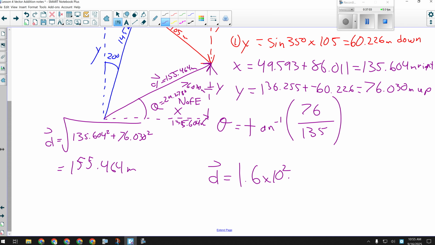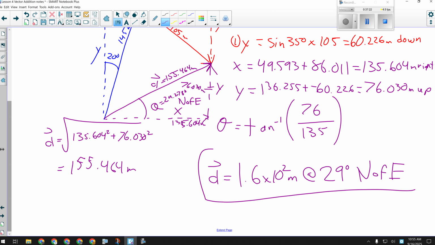Okay, and that would be meters at, what's my angle going to be to 2 significant digits? 29 degrees. 29 degrees, right? The 2 doesn't round up, so at 29 degrees north of east.